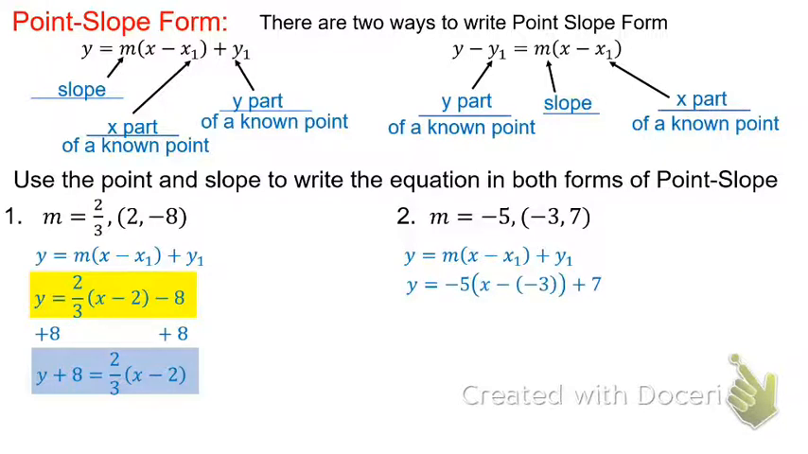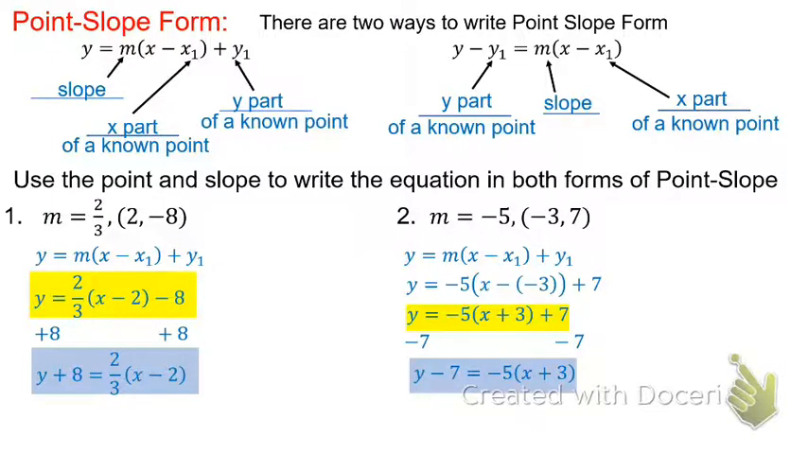Now we don't want to leave it in this form where you have the double negative in the parentheses. So the x minus a -3, the double negative is really just x plus 3. So we get y equals -5 times the quantity x plus 3, plus 7. Now to get to the other form, we'll move the constant to the other side. So this means we'll subtract 7 from each side and get y minus 7 equals -5 times the quantity x plus 3.